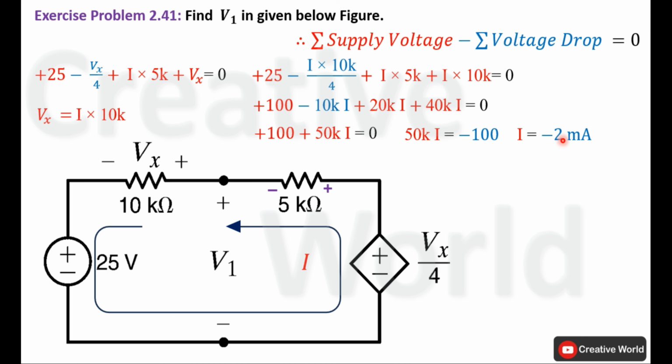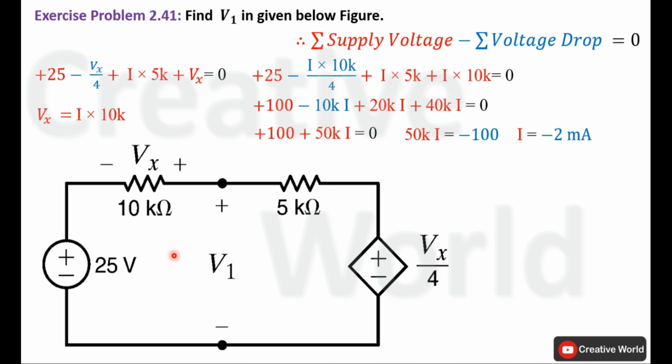Here this minus sign is indicating that we have taken the wrong direction of current inside this closed loop. The actual direction of current inside the circuit is clockwise direction. We have calculated the value of current inside this closed loop circuit. Now we will try to find out voltage V1.